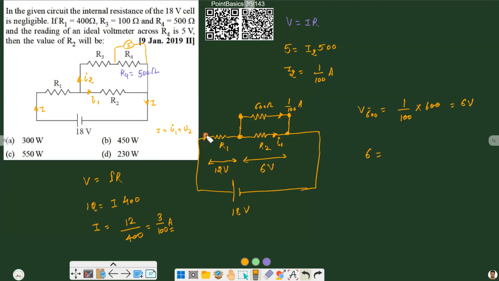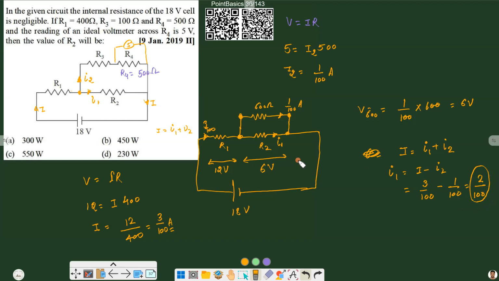So I is equal to 3 by 100. At this junction, we know that I is the incoming current and I1 and I2 are outgoing currents. So for this junction, we can write that I is equal to I1 plus I2. And from this, I1 will be I minus I2. I is equal to 3 by 100 and I2 is equal to 1 by 100. So that's how we can get the value of I1. So I1 is 2 by 100 ampere.